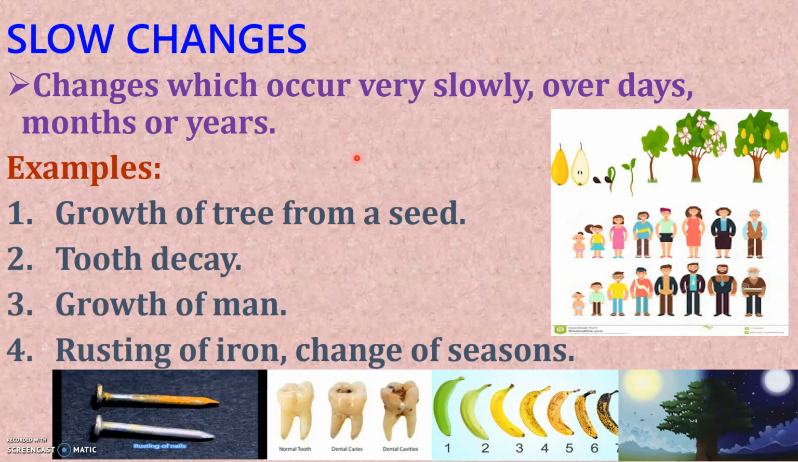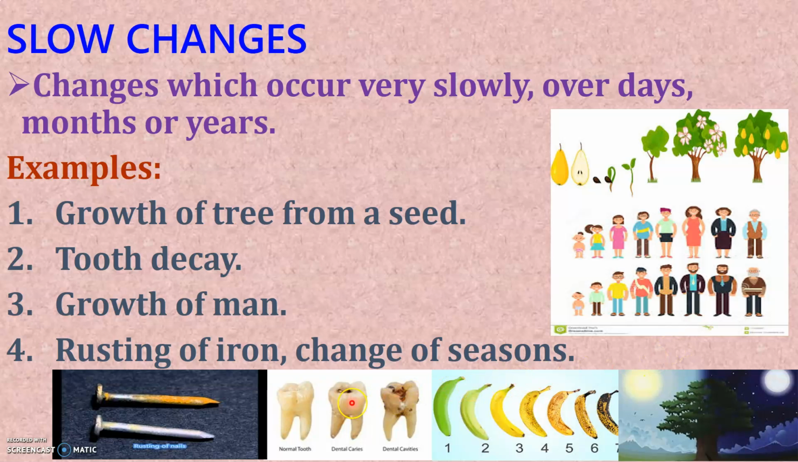The next type of change we are going to see is slow change and fast change. When I say slow changes, it is very clear that these are the changes which occur very slowly, or it takes days or months or years to complete. For example, it takes years for a seed to grow into a plant or into a tree. Similarly, the growth of man. It takes years for a baby to grow into an adult.